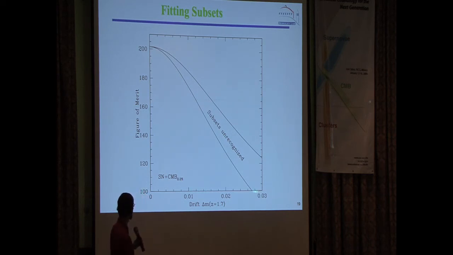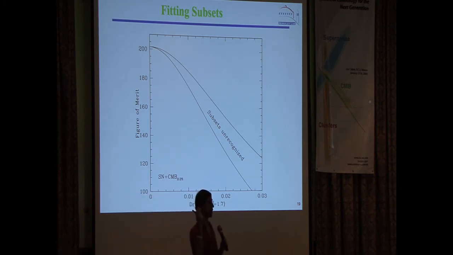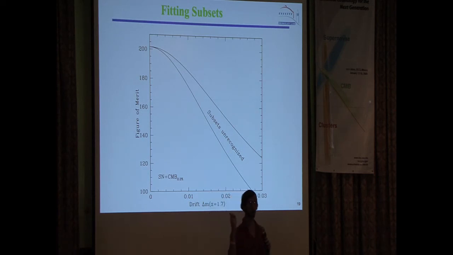But if there really is some population drift, some evolution in the supernova properties, then the fact that you've lumped everything together in a single Hubble diagram degrades your figure of merit. Your precision stays high. You still have the same number of supernovae. You think you've done really well, but there's a bias. So this is a risk parameter here where I've taken into account the bias that you get for not realizing that there is this systematics.